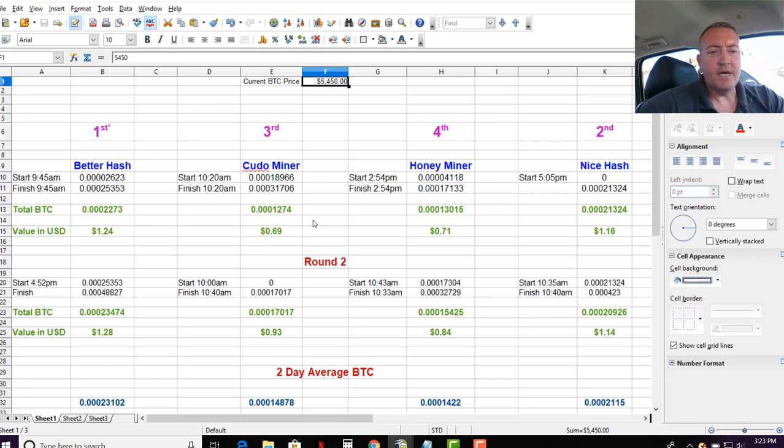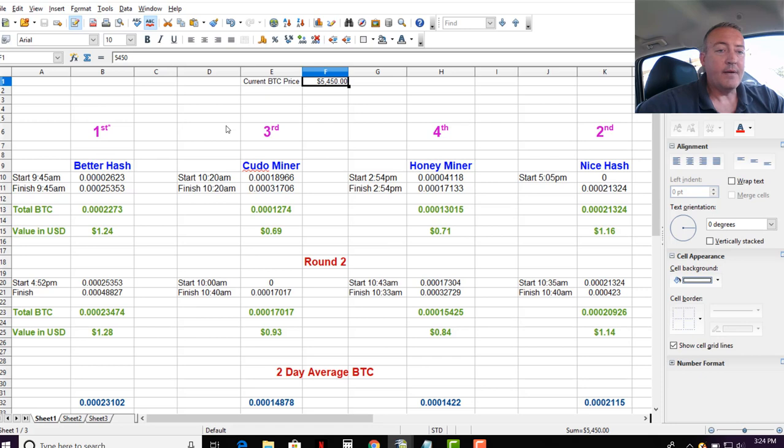Coming in third was CudoMiner, 12,740 Satoshis on the first run and 17,017 on the next run. That's kind of why I like to do it over 2 days, because that was quite a bit of jump. Sometimes these miners will hang up and won't act right. The previous ones I've done in the past were only 24-hour snapshots, so I figured I'd do it 48 hours this time, give it a little bit more of a fair match for all the miners. And of course, coming in last was HoneyMiner, 13,015 Satoshis on the first 24-hour run and 15,425 on the next 24-hour run.